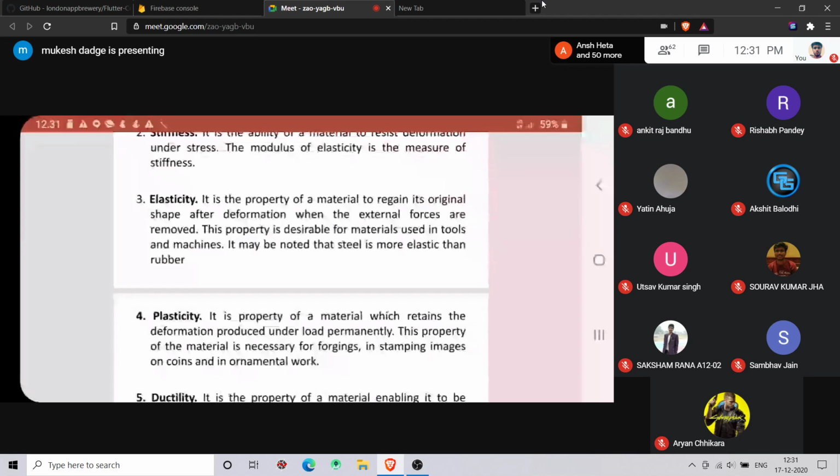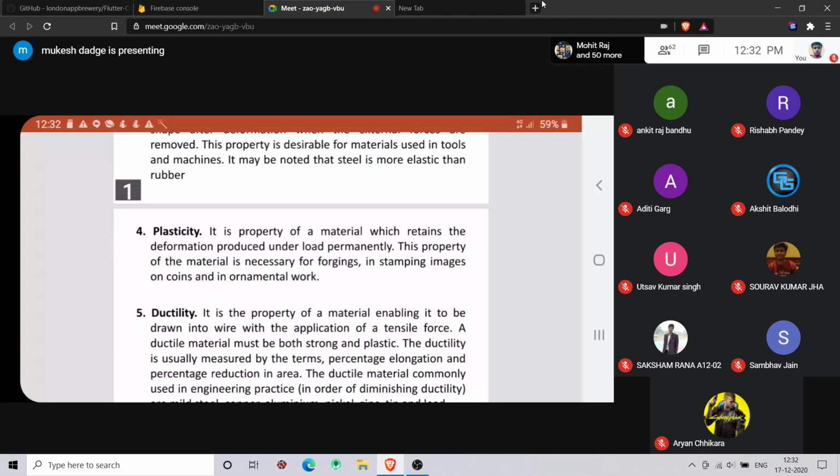Stresses will always be there. This property is desirable for materials used in tools and machines. It may be noted that steel is more elastic than rubber. Steel is more elastic than rubber. Is that clear? Yes, sir.